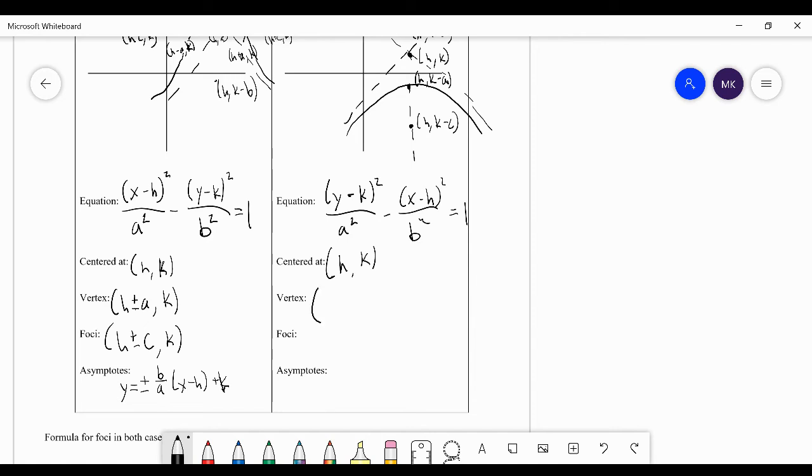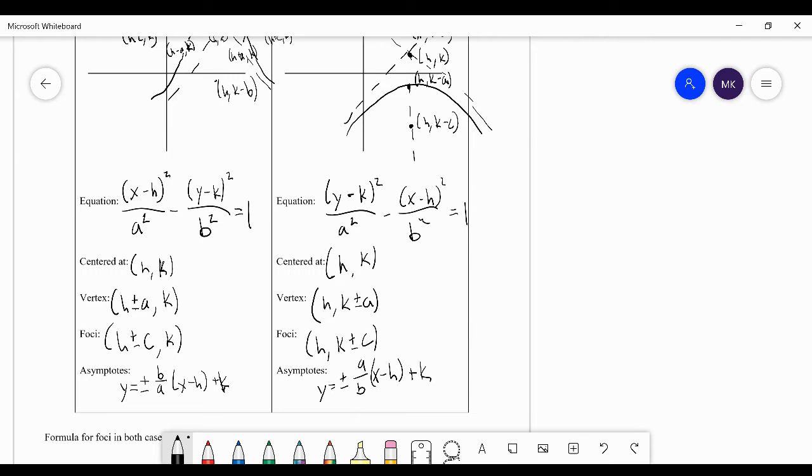Our vertex, however, instead of being h plus or minus a, it's going to be h comma k plus or minus a. Our foci similarly are going to be k plus or minus c. And our asymptotes are going to be y equals plus or minus a over b times x minus h, plus k. Again, it's really the exact same thing we had before with a horizontal and vertical shift. That's it. Okay.